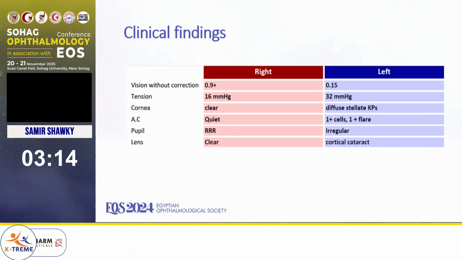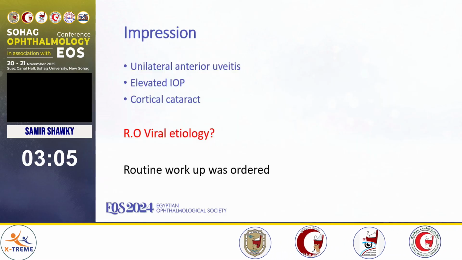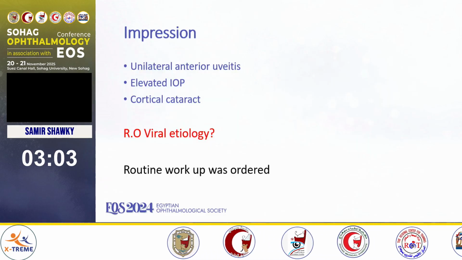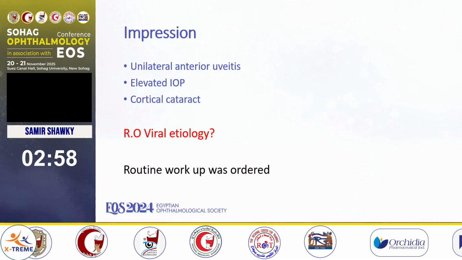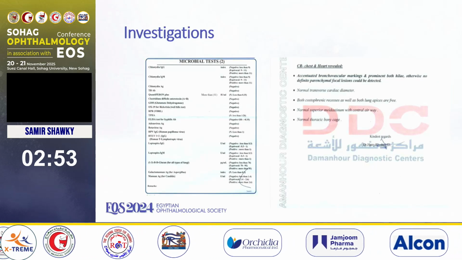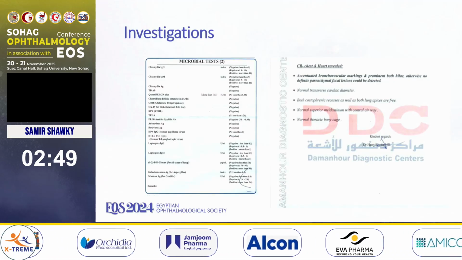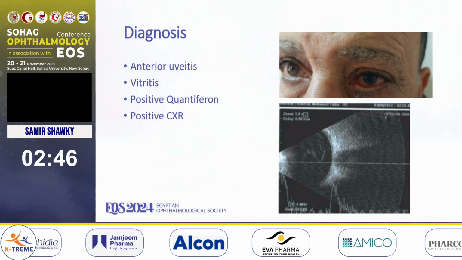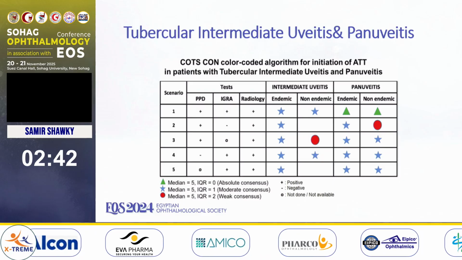As we can see here, the IOP was high, with diffuse stellate KPs with 1+ cells and 1+ flare. I myself thought he had arthritis. Based on the clinical presentation, unilateral affection, and increased intraocular pressure, I thought of viral etiology at the start. Then I asked for the workup. Everything was normal, but he has a positive quantiferon test and positive CT chest finding. So my diagnosis was ocular TB based on the COTS. So there are no problems here.